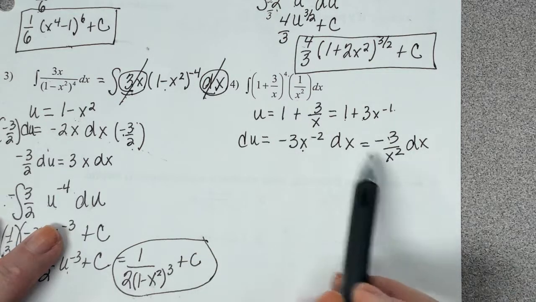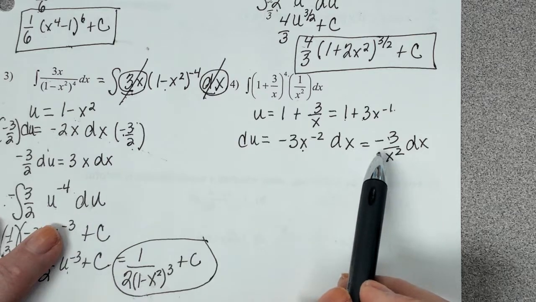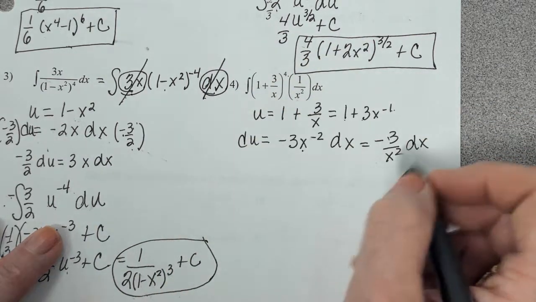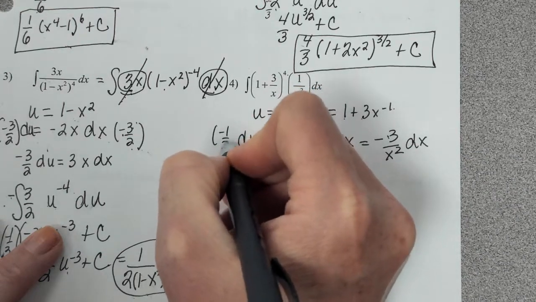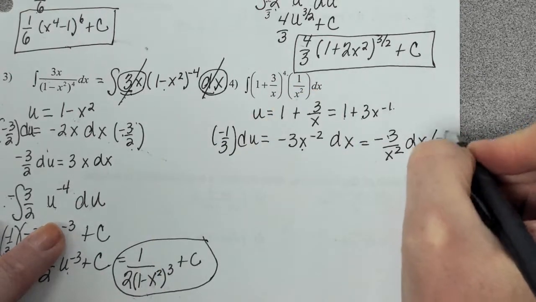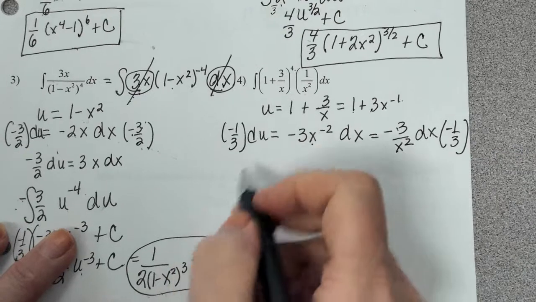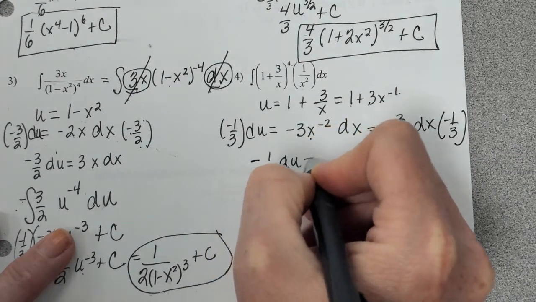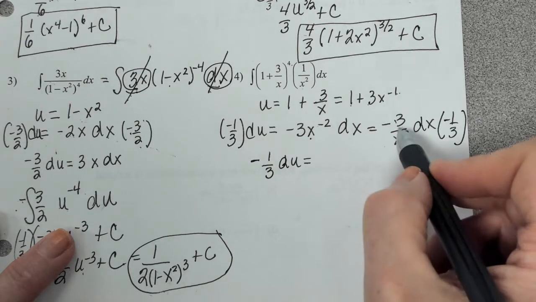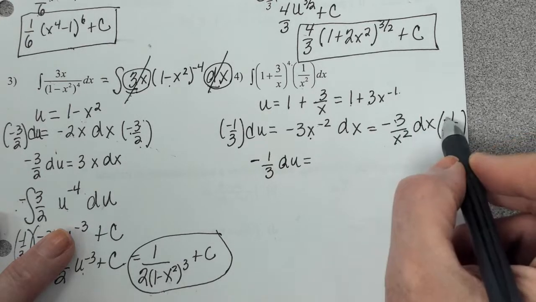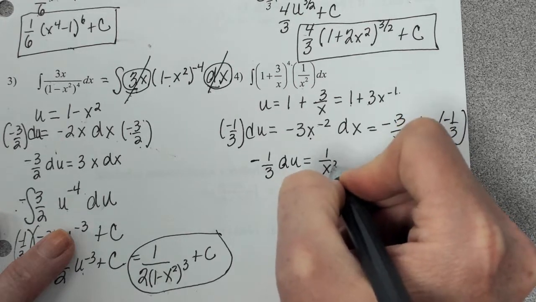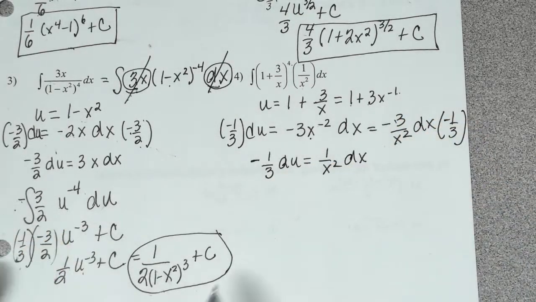So what do I do to both sides to make it so that it is the same? Divide it by negative 3, or what Brandon said, multiply by negative 1/3 on both sides. So we have negative 1/3 du. This is going to simplify now. See what I'd have? Negative 3 times negative 1 is 3 over 3, which would just be 1 over x squared dx. See that?